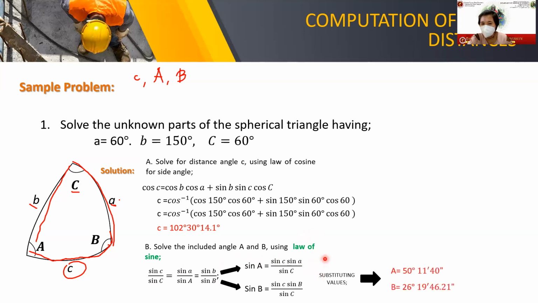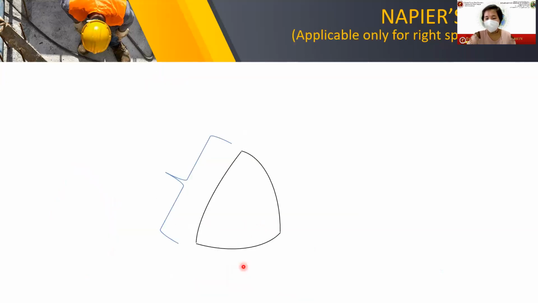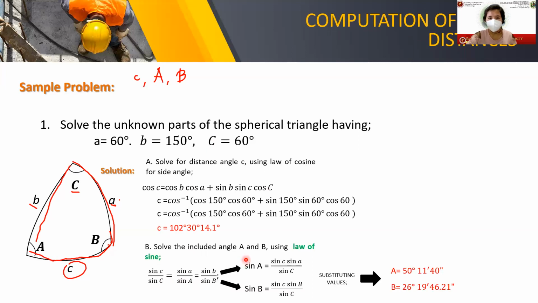Now, the value of A is 50 degrees, 11 minutes, and 40 seconds. And for B it is 26 degrees, 19 minutes, and 46.21 seconds. You can also solve this by using the law of cosine, but I prefer the law of sine much better, as long as the given will suffice to compute the value of that angle.